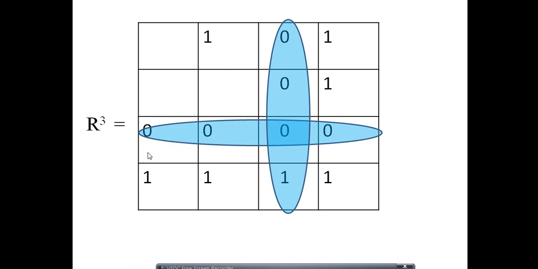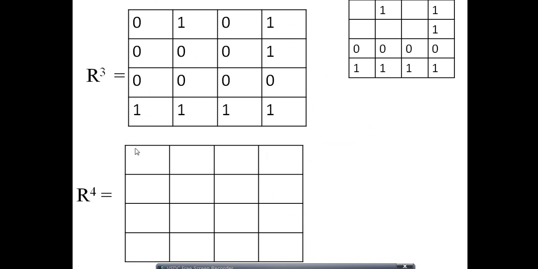Now calculate this value. How to calculate this value? 0, 0. 0, 0 means 0 only. So the answer is what? 0. Now calculate this one. 0 and 0. What is the value? 0 only. Okay. Next, calculate this one. This is also previous value 0 and this is also 0. So the answer is 0. Okay. Now we have calculated all values. So this is called the R3 matrix.